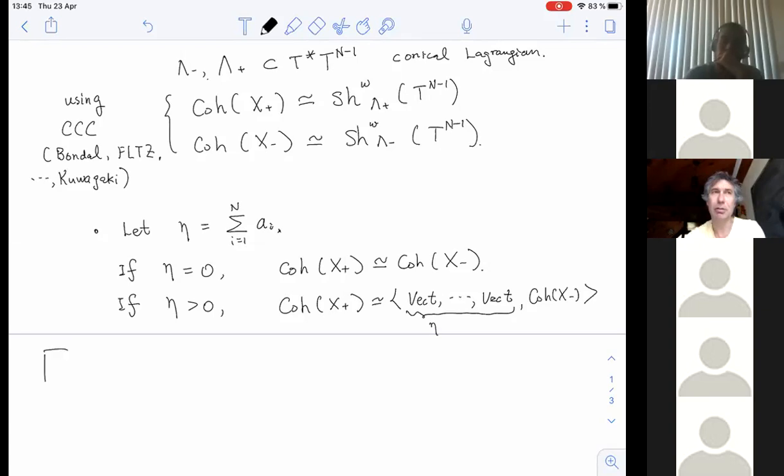Yeah, let me think. If the a_i are just, say, 1, 1, 1, then first of all X minus would be empty, and Lambda minus would be empty, and then X plus would be, removing some part, P^2.